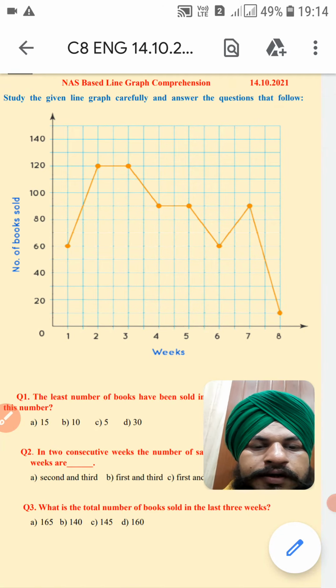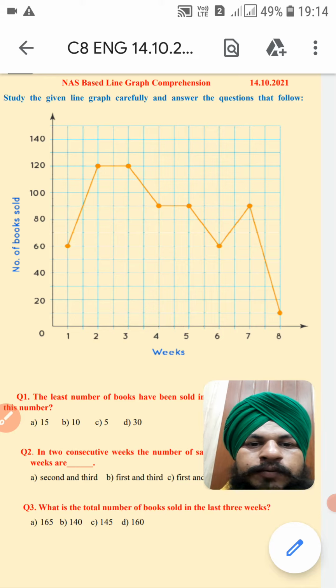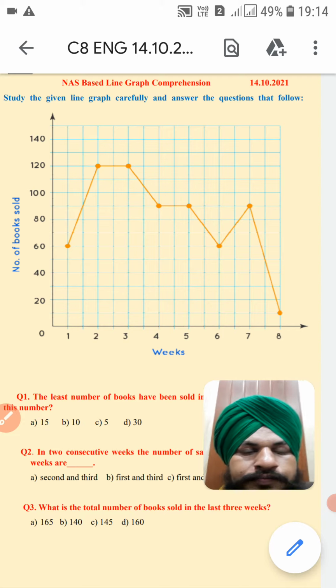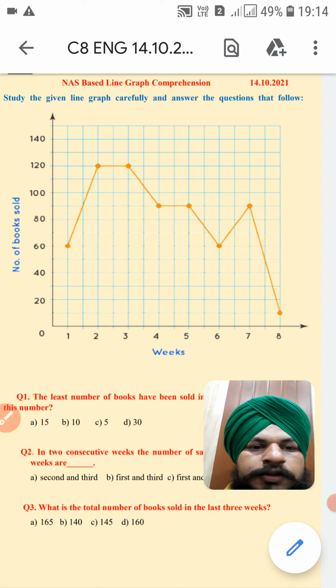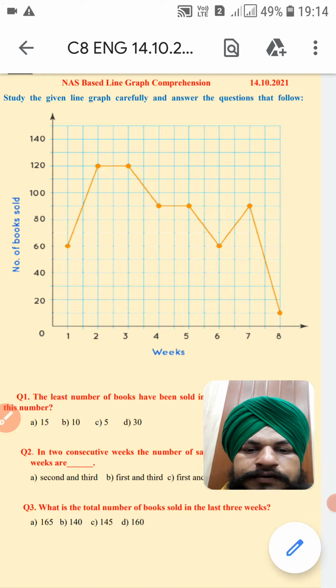Good evening, dear students. Today we will discuss line graph comprehension, and this is for 14th of October 2021. So, in this line graph, it represents the number of books sold.